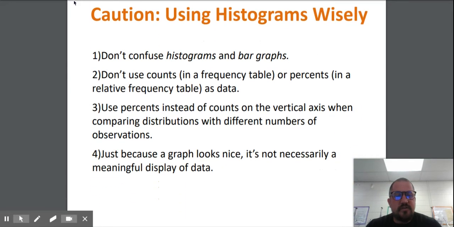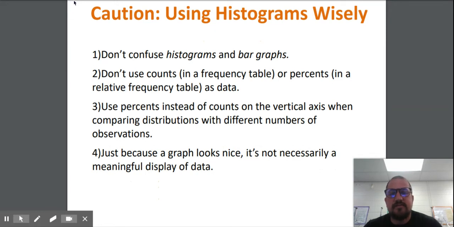So don't confuse a histogram and a bar graph. Know the difference between a histogram and a bar graph. A histogram is for quantitative, which is numerical data. A bar graph is for categorical. Don't use counts or percents as data.